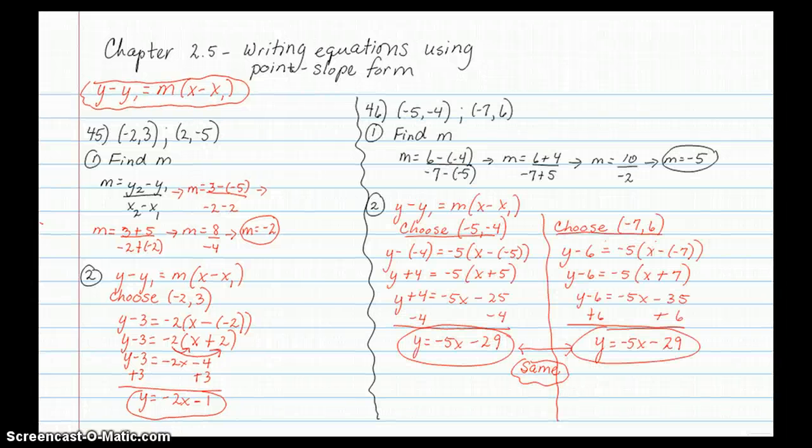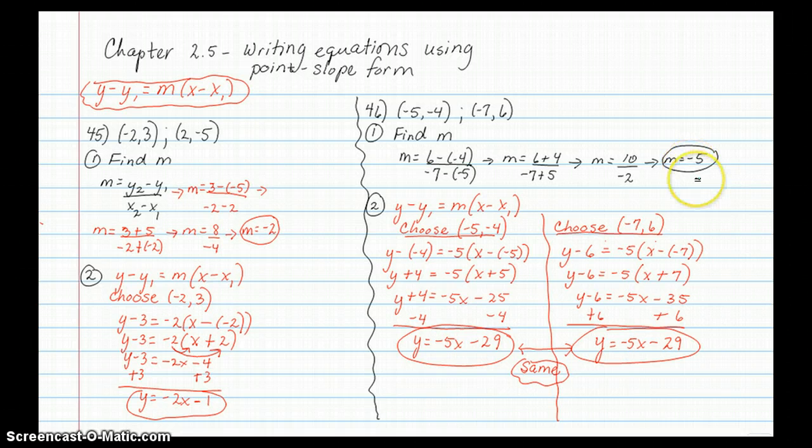For slope, I chose 6 as my y sub 2, so 6 minus a negative 4. Negative 7 is my x sub 2, so negative 7 minus a negative 5. Using the additive inverse, or adding the opposite, m equals 6 plus 4 over negative 7 plus 5. So m equals 10 over negative 2, which is 10 divided by negative 2, so m equals negative 5 for slope.